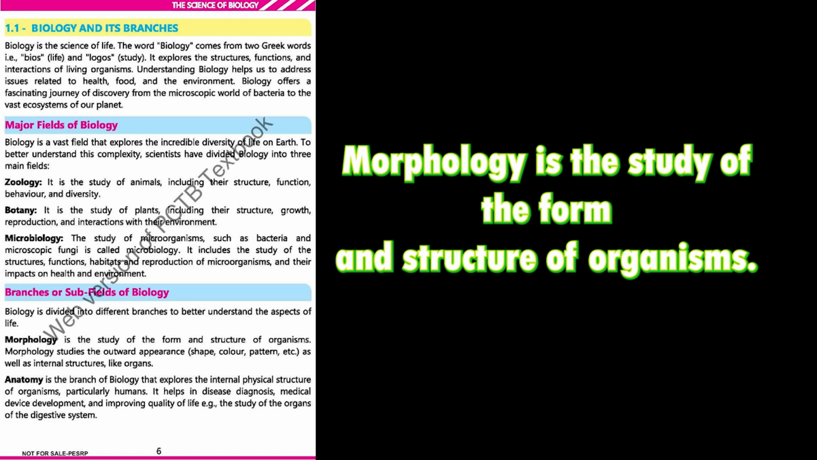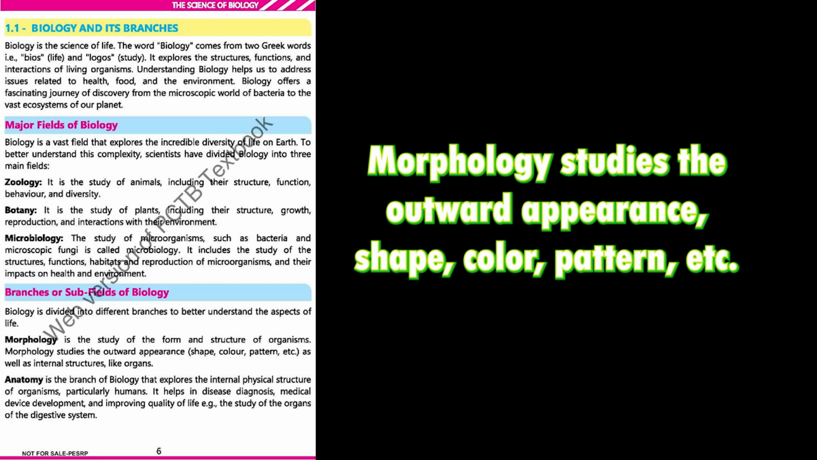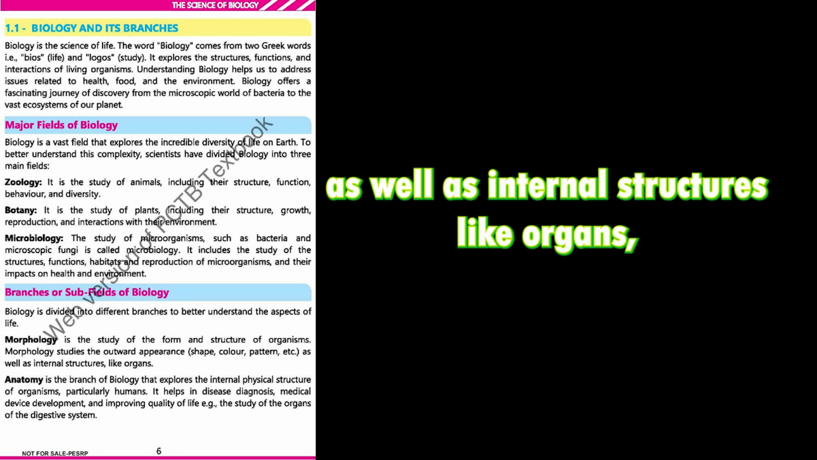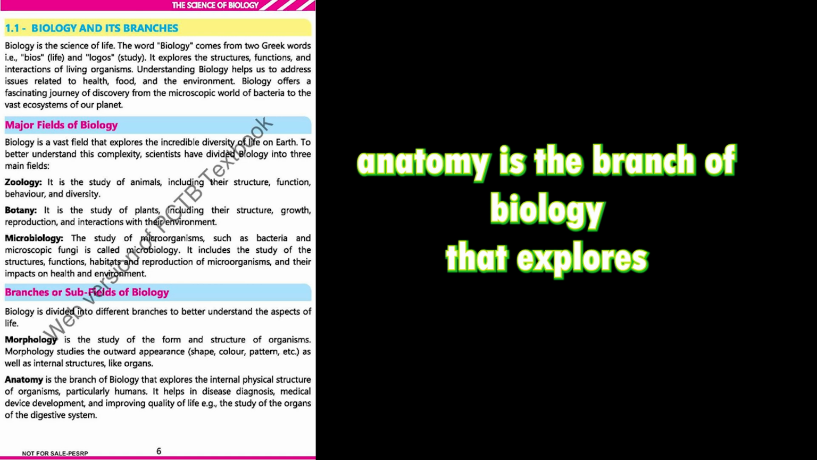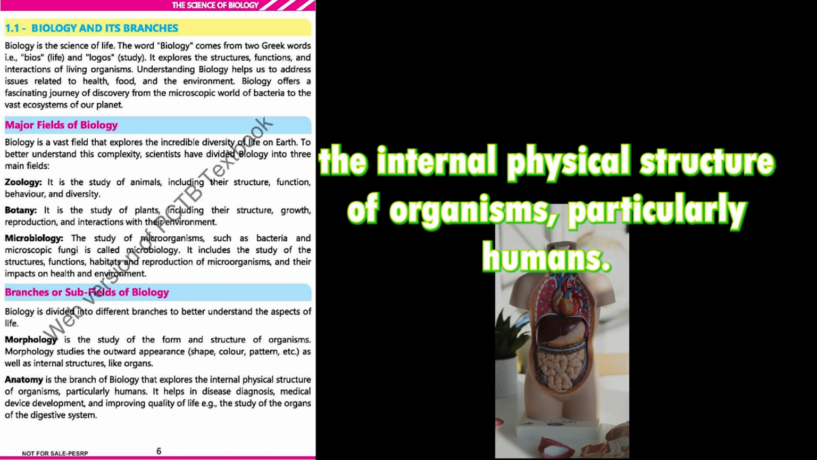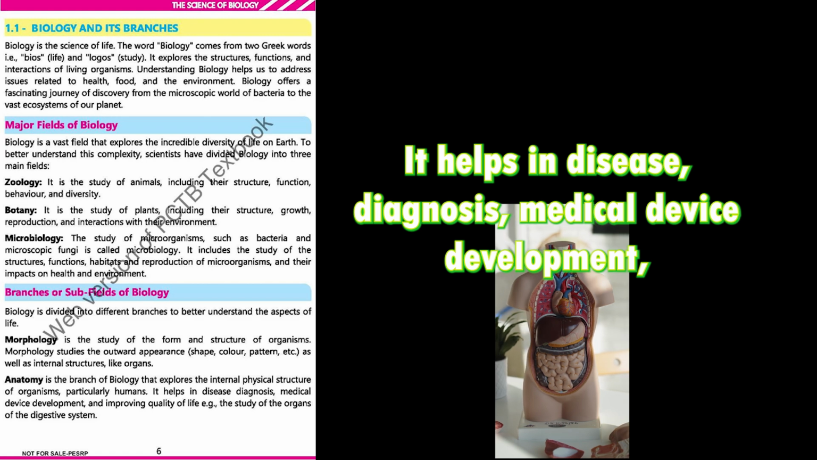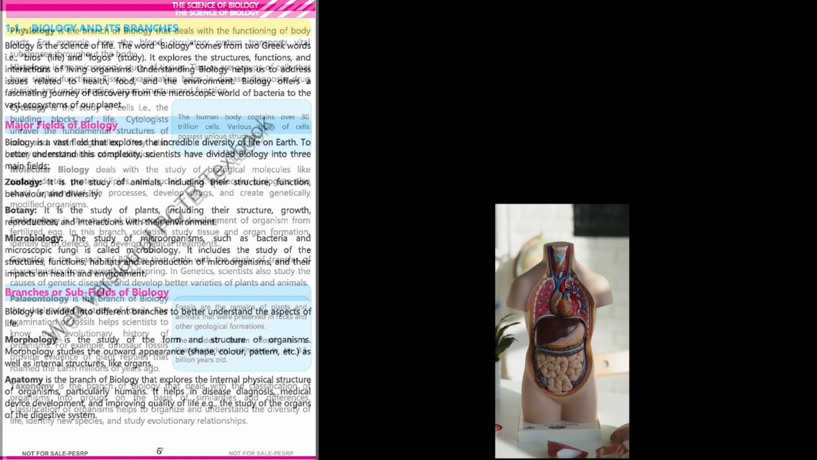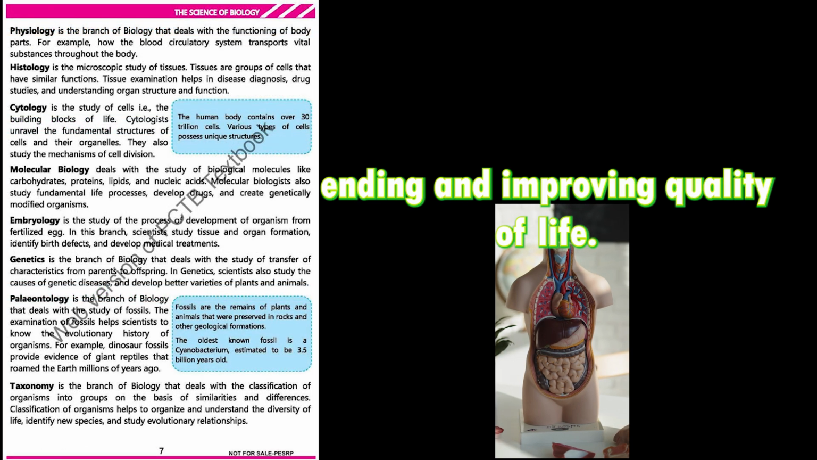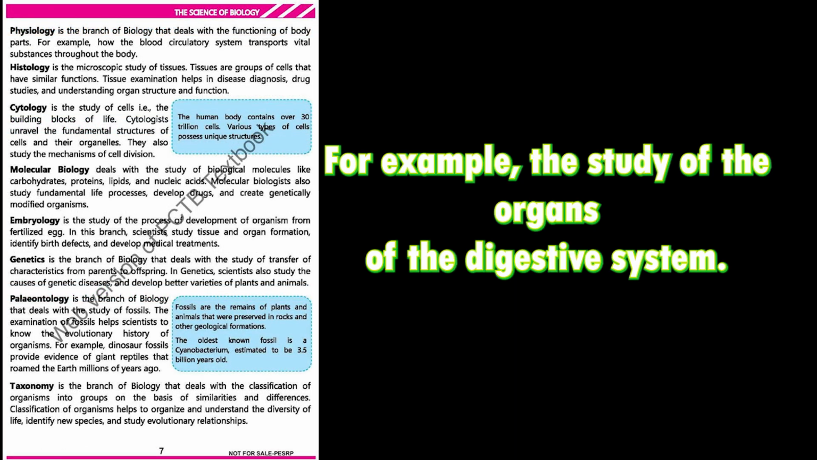Morphology is the study of the form and structure of organisms. Morphology studies the outward appearance, shape, color, pattern, etc., as well as internal structures like organs. Anatomy is the branch of biology that explores the internal physical structure of organisms, particularly humans. It helps in disease diagnosis, medical device development, and improving quality of life. For example, the study of the organs of the digestive system.